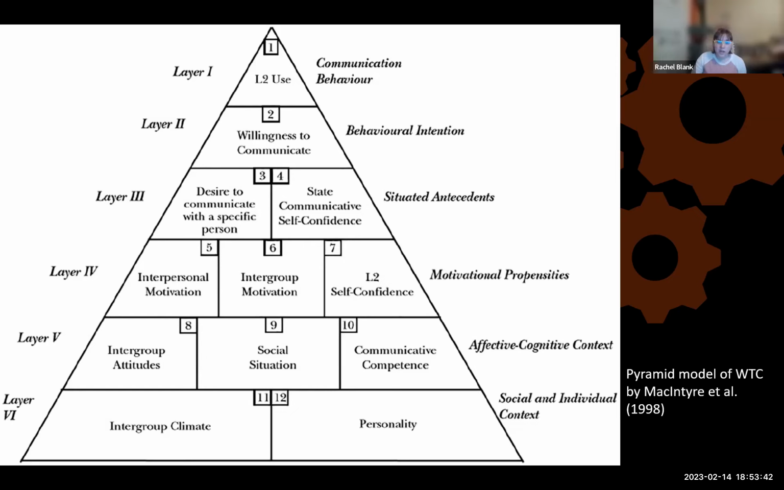And then when they said not open to strangers, I said number 5, so interpersonal motivation, and number 9, social situation. Those are the affective cognitive context and motivational propensities. They don't want to talk with strangers, so they don't have that interpersonal motivation. And because they want to avoid social situations, they don't have the affective cognitive context. And then they said they were anxious and not confident. So I said again, that was number 4. And they said they were especially not confident in English. So that was number 7. So those are situated antecedents and motivational propensities is what I identified.